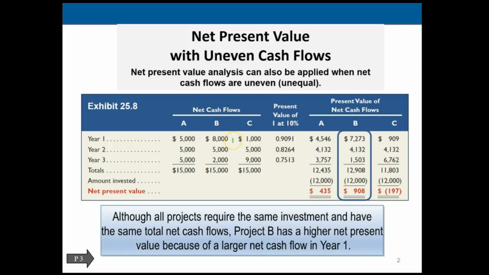Similarly for project B, 8,000 in year 1 times 0.909 gives us the present value of 7,273, and so on and so forth. You can see that we have an even distribution in this case, and over here we have the receipts coming in earlier in the time period, the 8,000, even though the distribution in total is the same at the 15. And here we have, of course, the distribution being smaller in the beginning and later in the end.